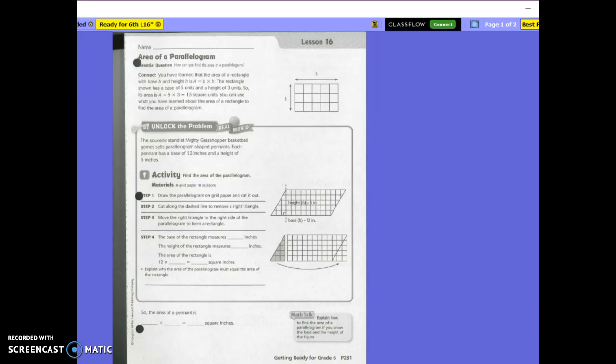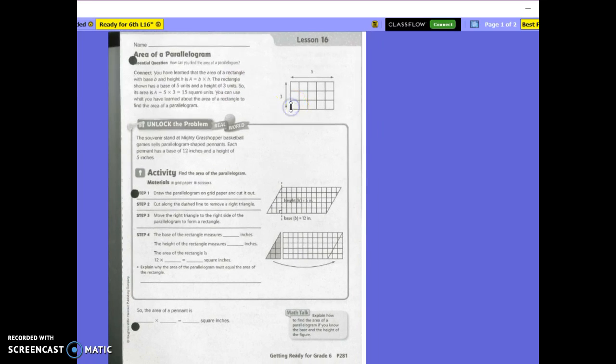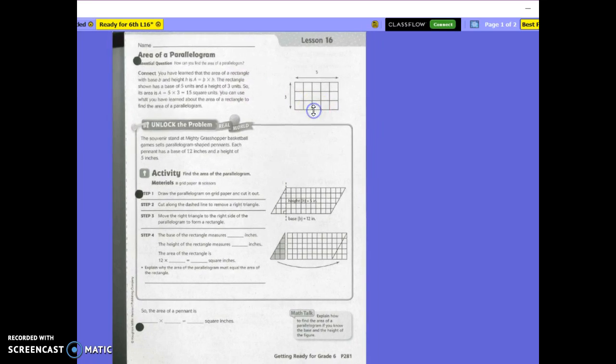The rectangle shown has a base of 5 units, so if we go across here, we have 5 units and a height of 3 units. So the area is equal to 5 times 3, which is 15 square units. Remember, when we do area, we do squared. You can use what you have learned about the area of a rectangle to find the area of a parallelogram.